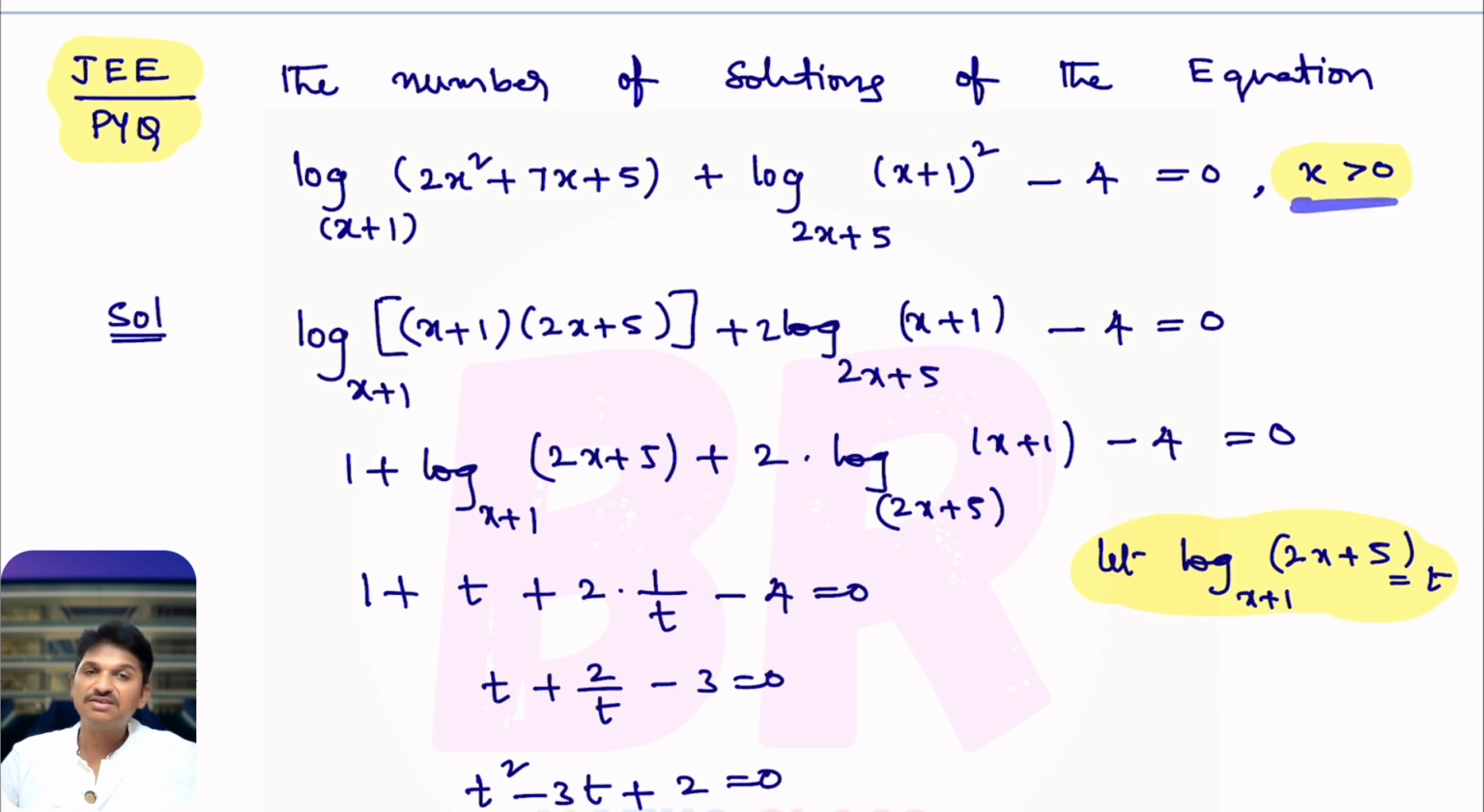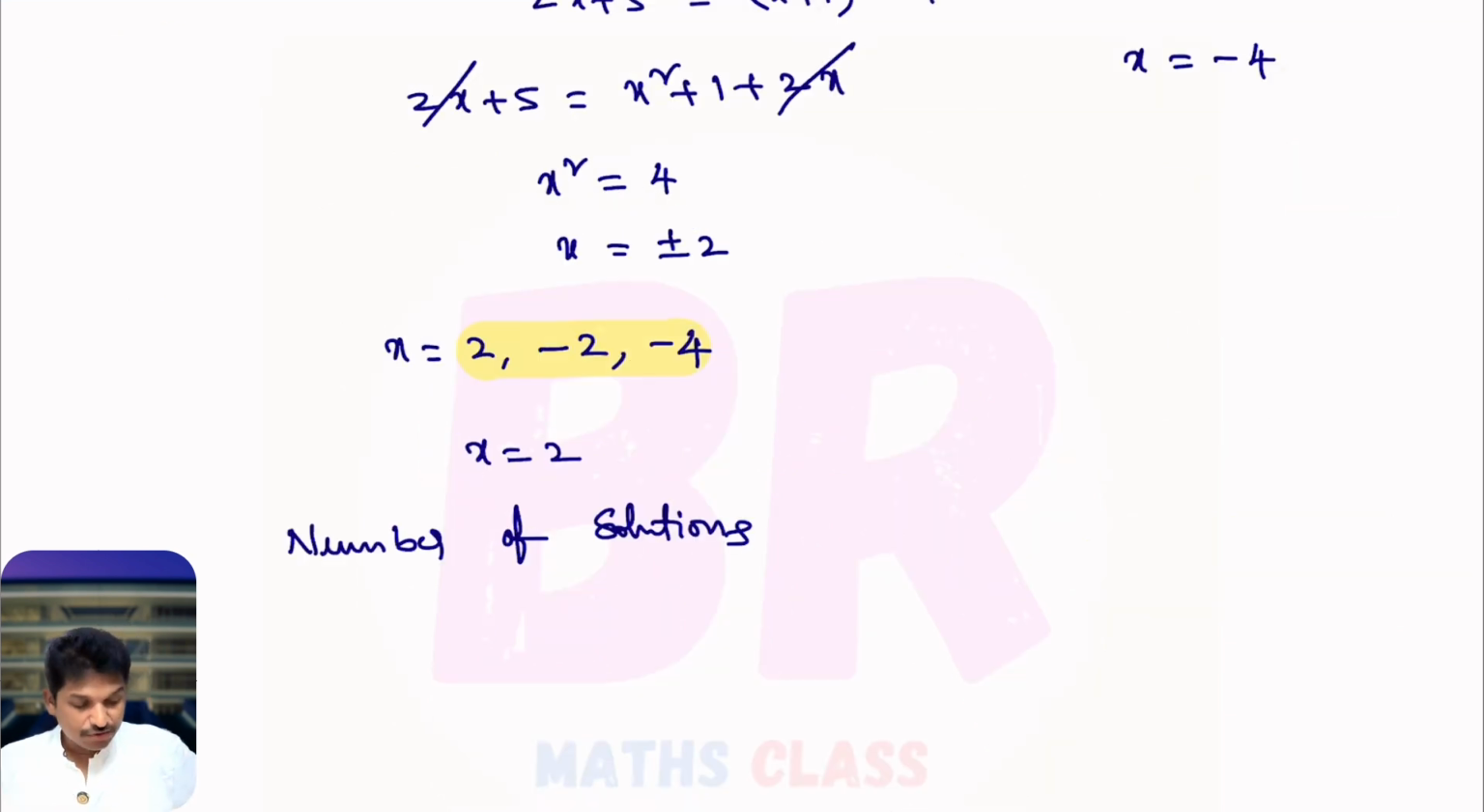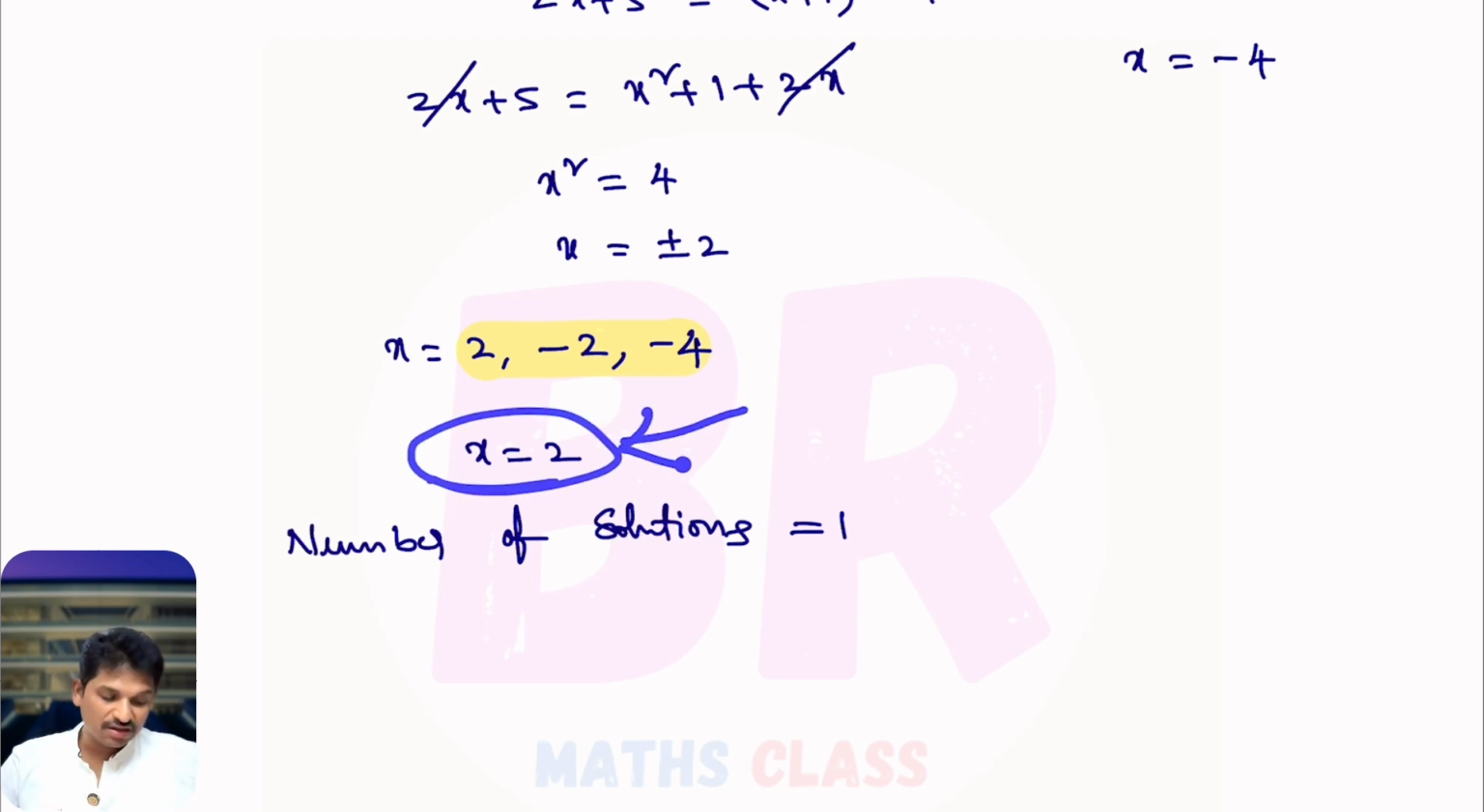That's why they mentioned here x is greater than 0. Number of solutions equal to 1, right? Here you may get confused; some students will do this. x equal to 2 is there, they'll write in a hurry to complete the problems. Number of solutions 2 they'll write. No, x equal to 2 is the only one value. Number of solutions is 1. I hope you understand this.